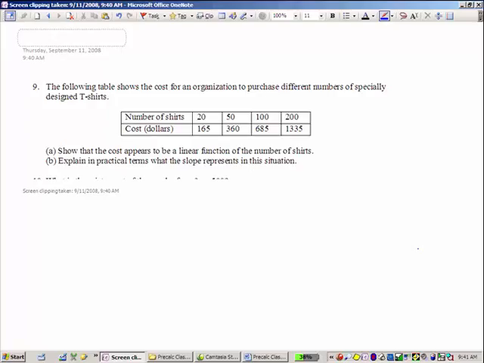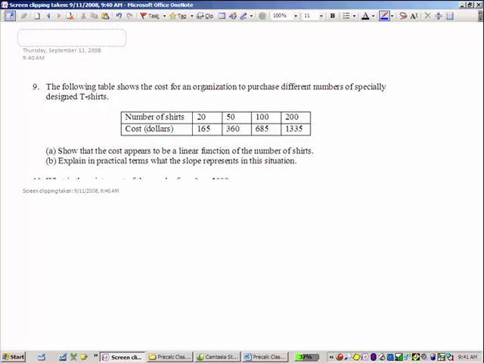All right, and we have this table, and the first thing we want to do is discuss why the cost appears to be a linear function. Are there clues in that table that might indicate that? Elizabeth, what might be indicating to you that it looks like a linear function? As the number of shirts increases, the cost also increases. All right, I would agree with that.